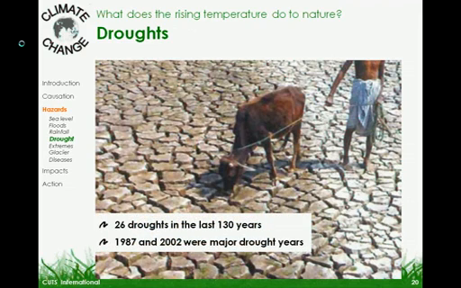The next climate hazard is droughts. India is dependent on the vagaries of monsoon rains and thus more vulnerable to droughts. It has been observed that severe droughts occur once in every 5 years and more than 500 million people live in drought-prone areas. Statistics say that 26 droughts have occurred in the last 130 years, and 1987 and 2002 were major drought years.